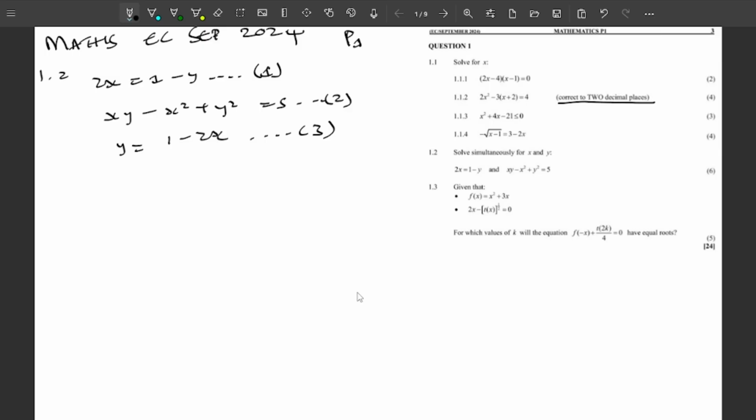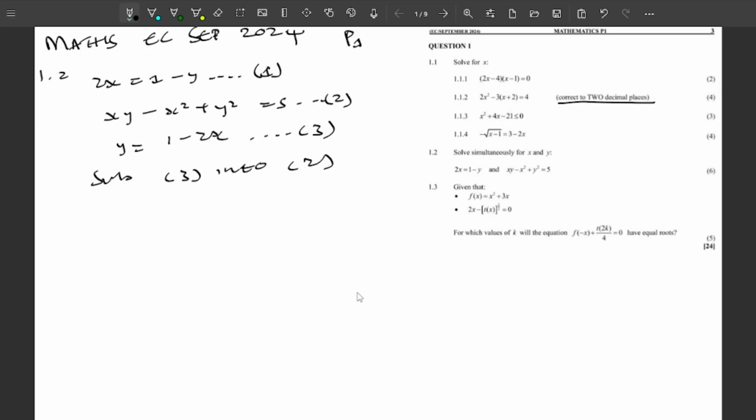The reason why I chose y is because it doesn't have any coefficients. If it had a 2 here, it would cause a lot of problems. It would be solvable, but someone right now will attempt to divide both sides by 2 and say x equals 1 minus y divided by 2. So yeah, from there on we're going to substitute 3 into 2. Wherever you see y, substitute 1 minus 2x.